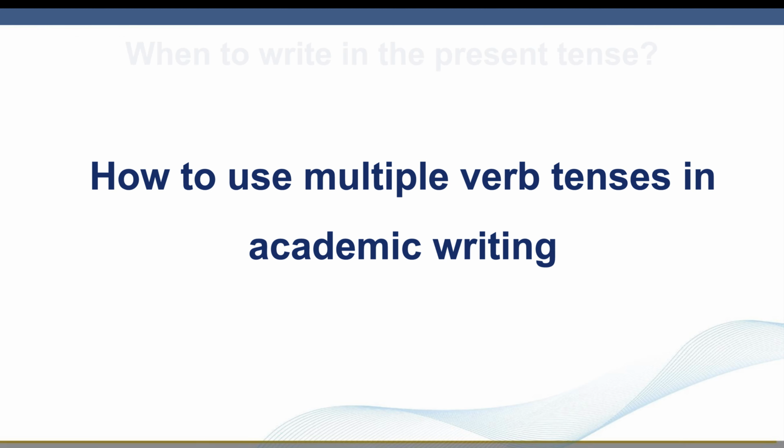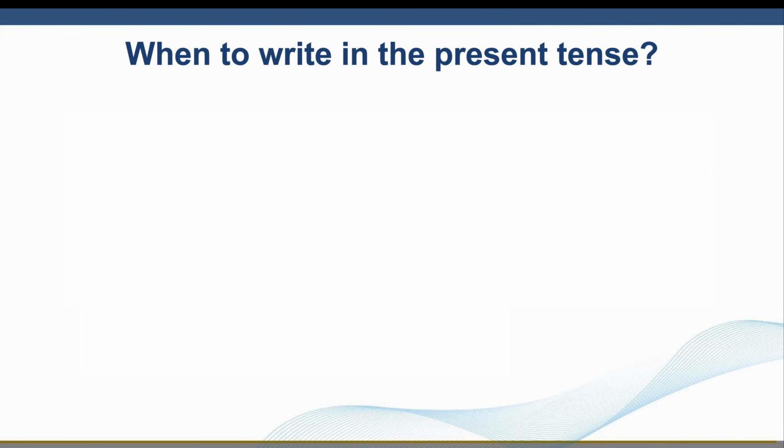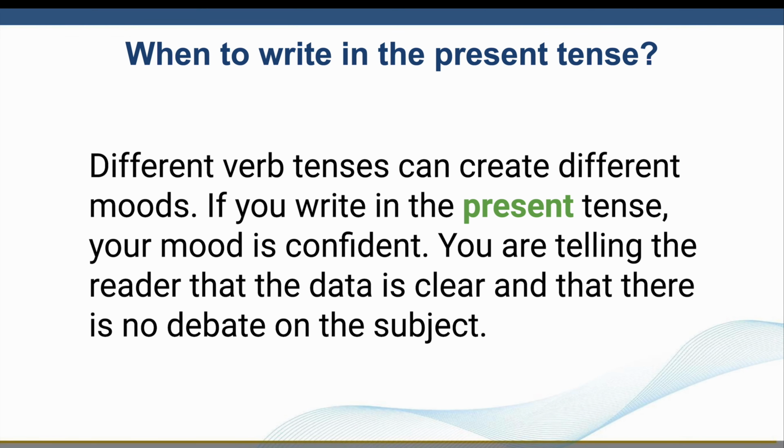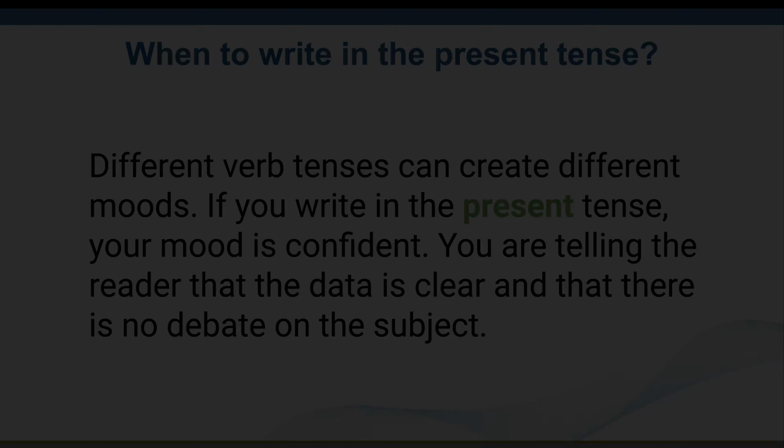Now, on to the next topic. When to write in the present tense. Different verb tenses can create different moods. If you write in the present tense, your mood is confident. You are telling the reader that the data is clear and that there is no debate on the subject.